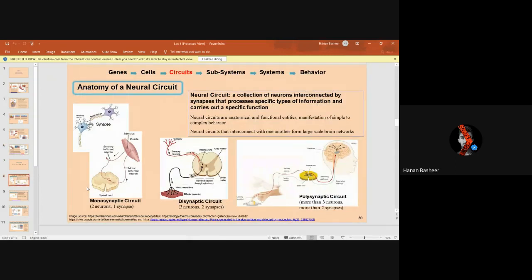The anatomy of a neural circuit. So this is how a neural circuit is made. This is a monosynaptic circuit, where there are two neurons and one synapse. This is three neurons, two synapses. It is called a disynaptic circuit. And this is polysynaptic, where there are more than three neurons and more than two synapses.